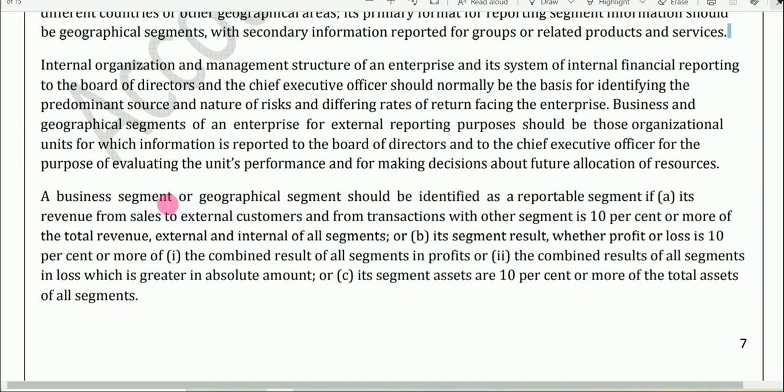A business segment or geographical segment should be identified as a reportable segment if: A, its revenue from sales to external customers and from transactions with other segments is 10% or more of the total revenue, external and internal, of all segments; or B, its segment result, whether profit or loss, is 10% or more of number 1, the combined result of all segments in profit, or number 2, the combined result of all segments in loss, whichever is greater in absolute amount; or C, its segment assets are 10% or more of the total assets of all segments.